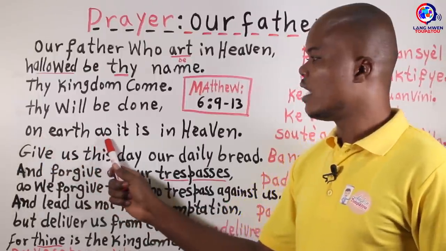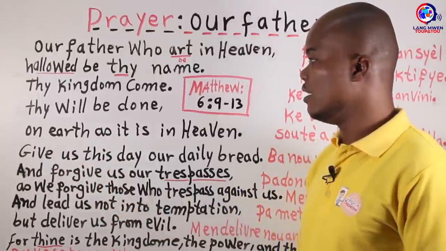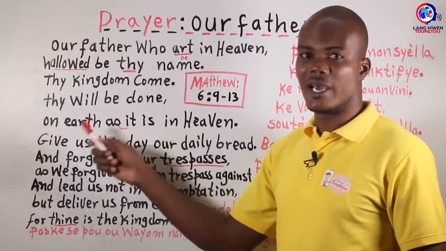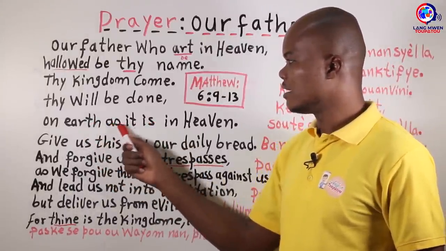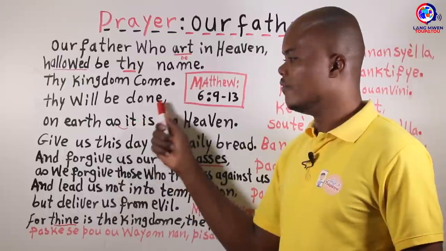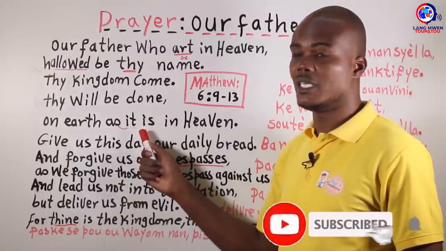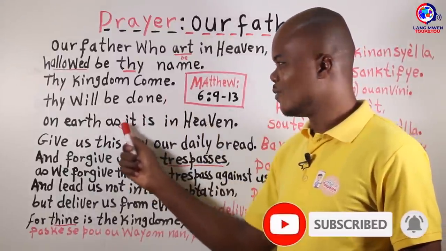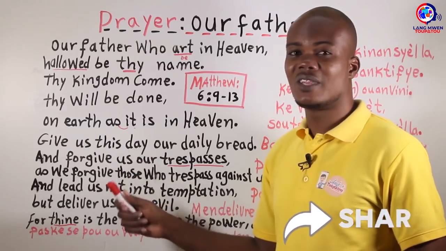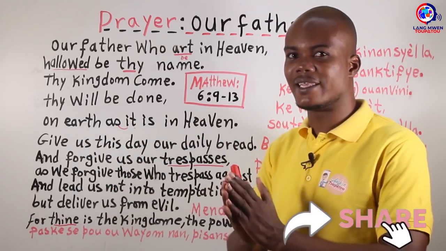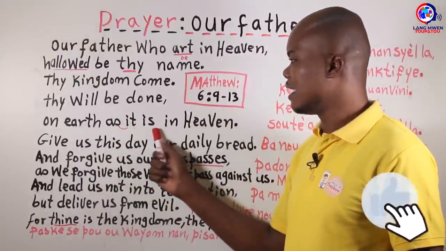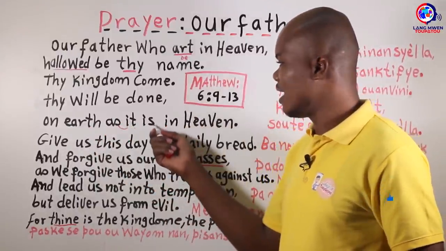On earth as it is. On fait la liaison. On earth as it is. Okay? Liaison as it is, fast, on apprend à le dire rapidement. As it is, as it is, as it is. On dit tout ça ensemble. As it is, I put them together. On earth, as it is. Bon point de liaison qu'on pourrait faire ici.